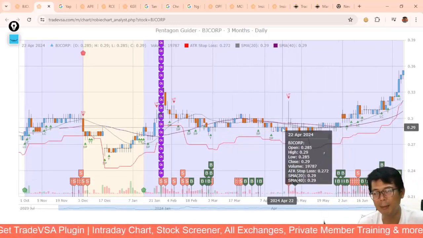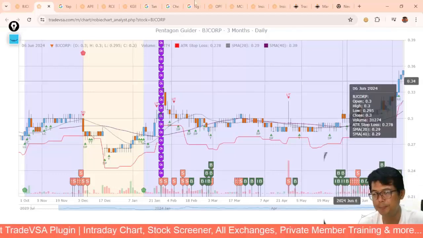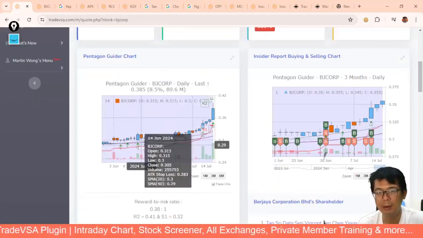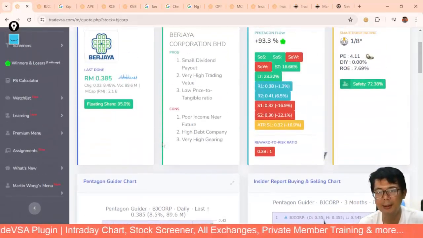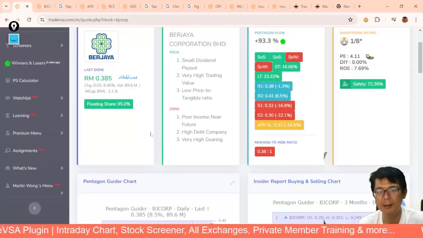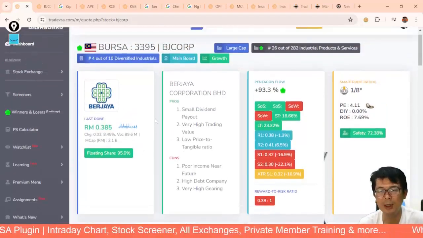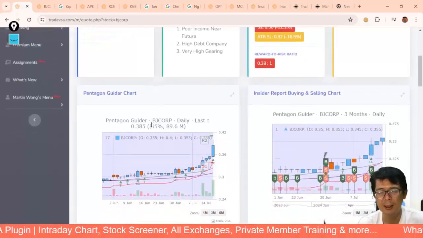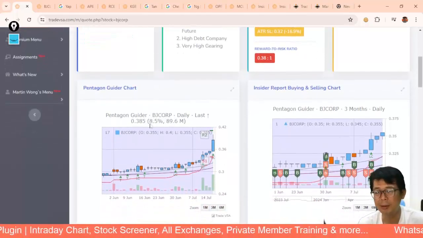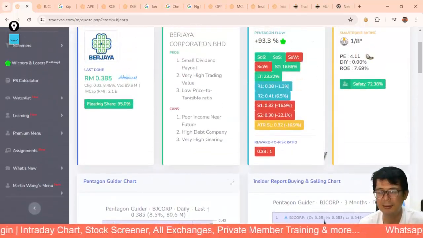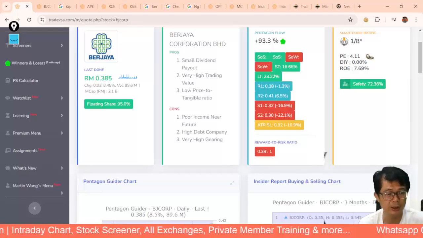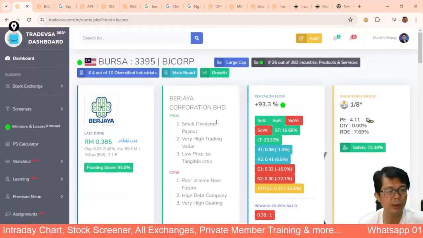But it still continued to go up. BJ Corp in here. So Green Pentagon has been in for some time. In my personal view, it's 2.1 billion. You know, Berjaya hasn't been doing well over the last couple of years. But right now, the story probably has changed.